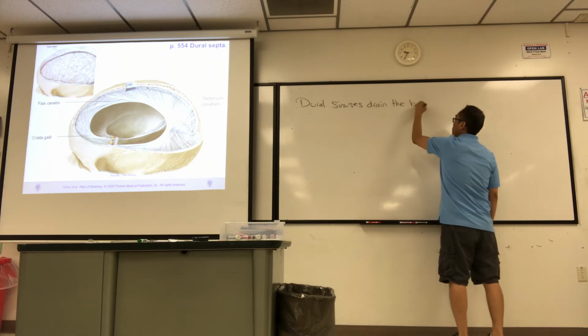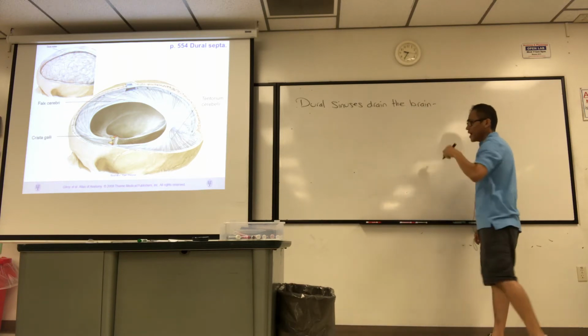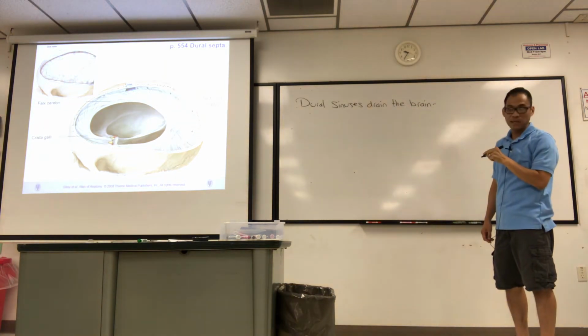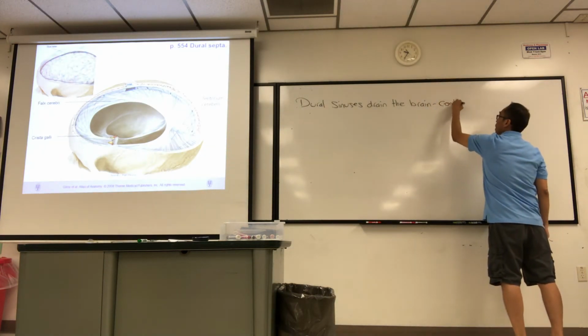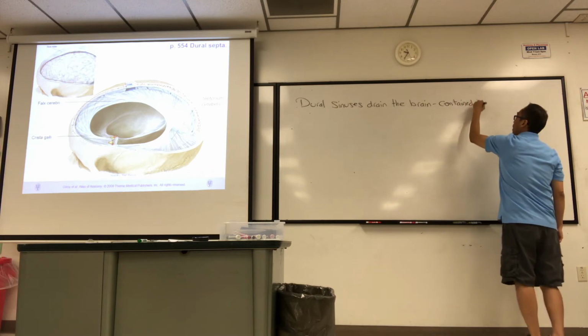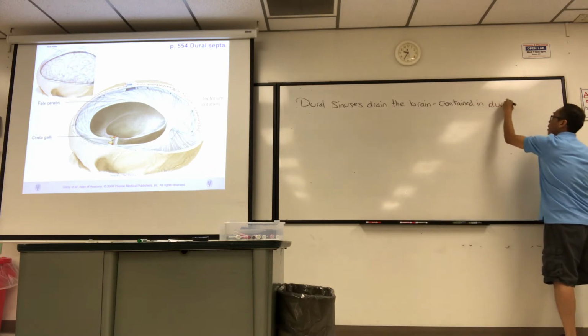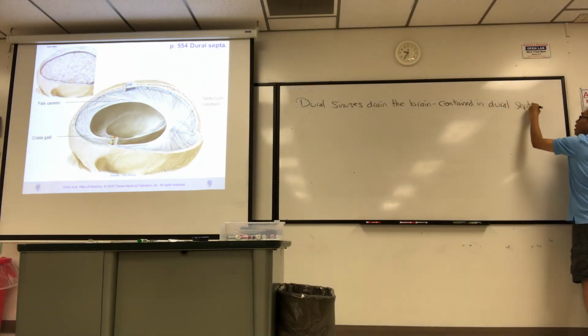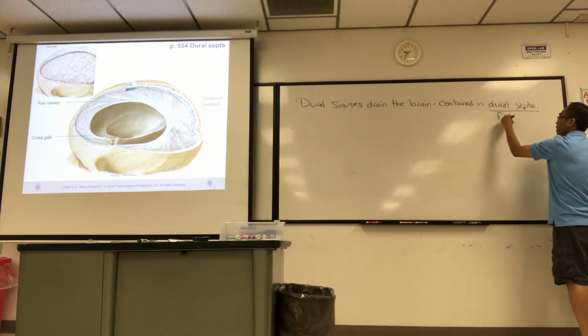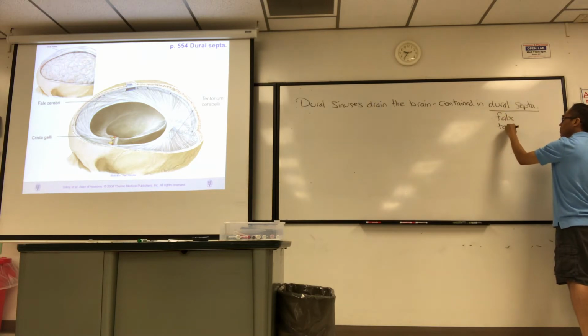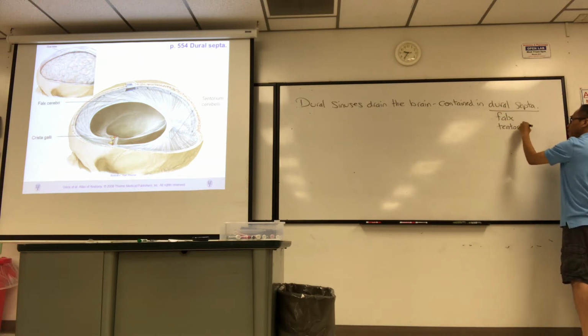So what I said was the dural sinuses drain the brain. They're contained within the dural septa. That's what these are called. The dural septa are just connective tissue, dura mater basically. There's only two dural septa I want you to know: the falx cerebri and tentorium cerebelli. Falx, tentorium, for short.